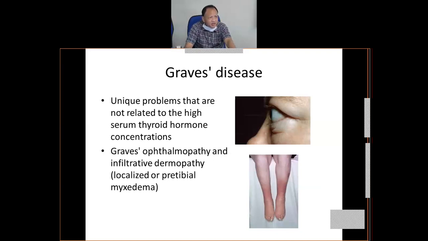A little bit about Graves' disease. Other than the symptoms which we have already discussed, there are some features which are seen in Graves' disease but not seen in other causes of hyperthyroidism. These are not related to the high serum thyroid hormone concentrations. The features which suggest that the hyperthyroidism is due to Graves' disease are Graves' ophthalmopathy and dermopathy.